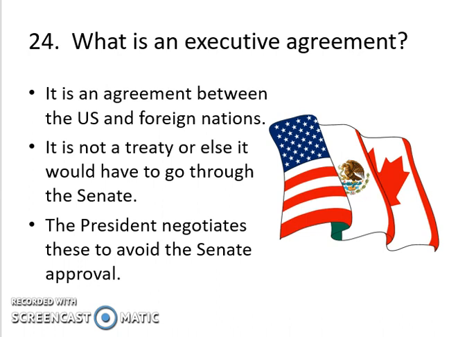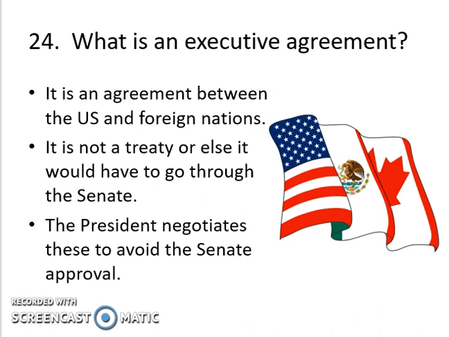Number 24 is, what is an executive agreement? An executive agreement is between the president and other foreign nations. So it would be other leaders meeting with the president. It's not a treaty, but it's like a gentleman's agreement. You're both agreeing, or you and these other countries are agreeing that you're going to follow this.